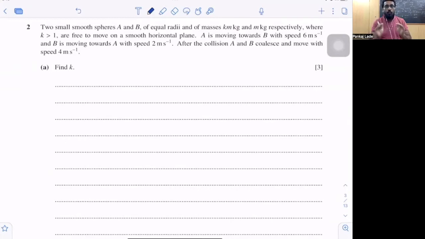So two small smooth spheres A and B, and they are of equal radii. When I say equal radii, that means the two spheres are identical. They are of the same size, and the masses are given to us as km and m kg respectively. So mass of A is km and mass of B is m. Also it is told to us that k is greater than 1. So it's a clear indication that the mass of A is definitely more than the mass of B. A is heavier than B.